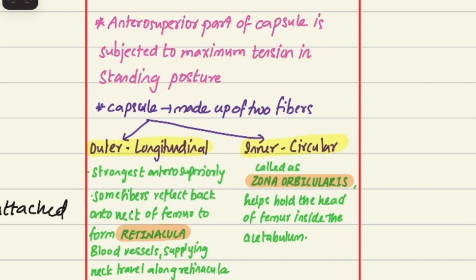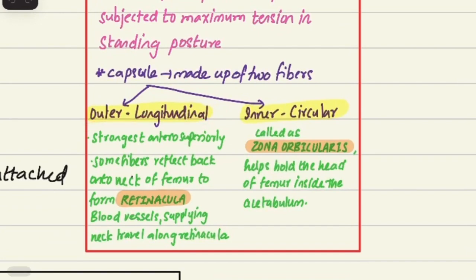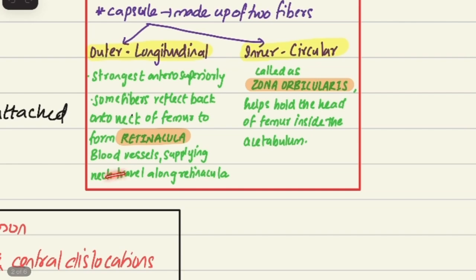And this capsule, the capsular ligament, is made up of 2 types of fibers. The outer fibers are longitudinal and the inner fibers are circular. These outer fibers are strongest anterosuperiorly, and these fibers reflect onto the head of femur also. Just remember these longitudinal fibers reflect onto the head of femur to form retinacula. Why is this retinacula important? Because it transmits the blood vessels which supply the neck of femur. We'll be talking about retinacula in detail, don't worry, in the blood supply.